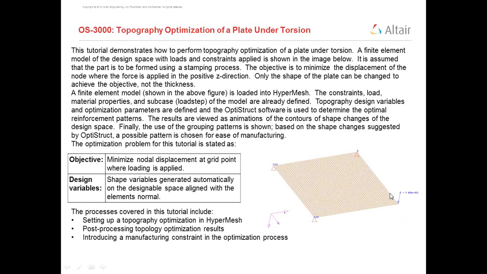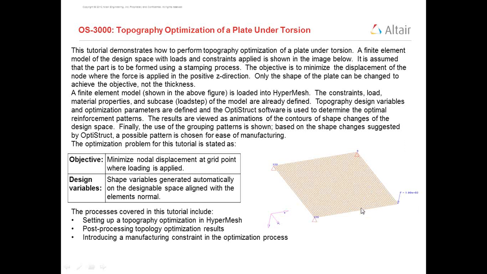So we are going to reduce the displacement. That's my objective for this topography optimization process. That is, z direction displacement should be minimized. Only the shape of the plate can be changed to achieve the objective, not the thickness. So topography optimization will help us to create the bead pattern. So with the help of bead patterns, we can increase the stiffness of the components.